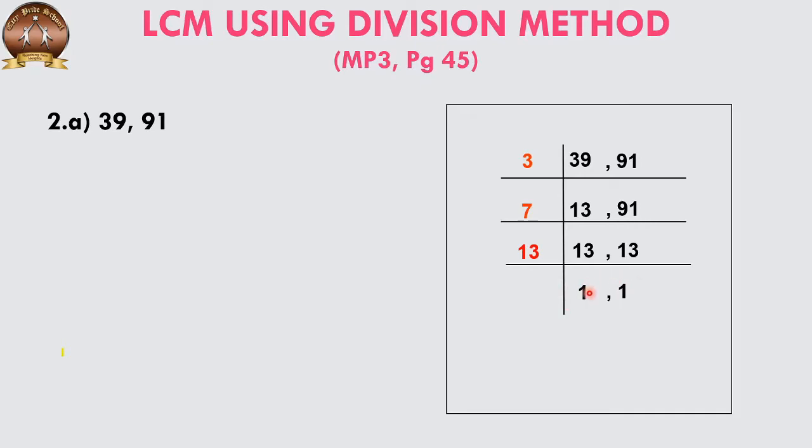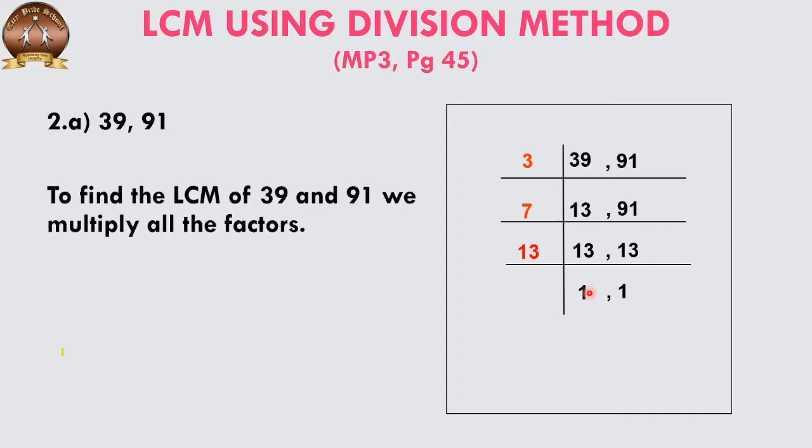So what are the next steps? We are going to multiply all the factors. Which are the factors? The factors are 3, 7 and 13. When we multiply 3, 7 and 13, we get 273. So the number 273 is the LCM of 39 and 91.